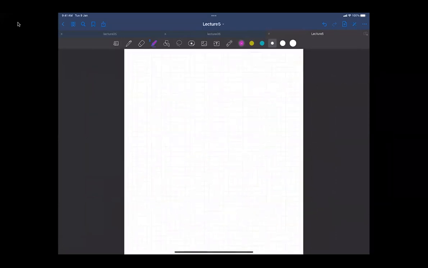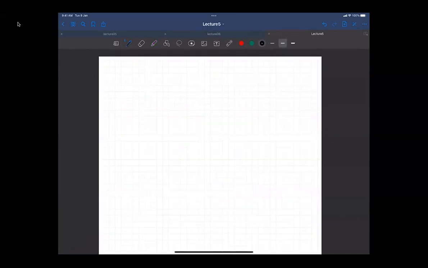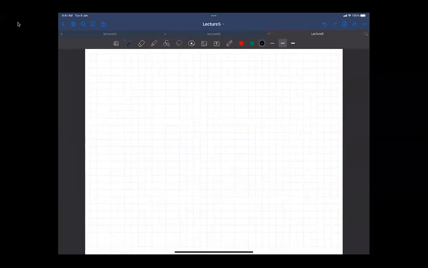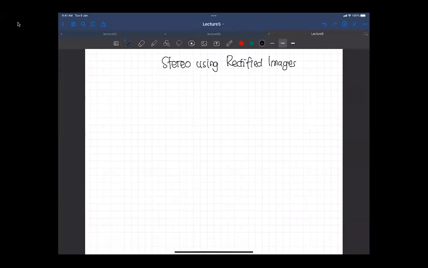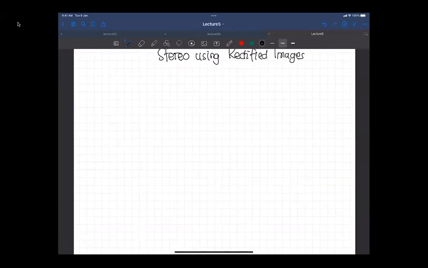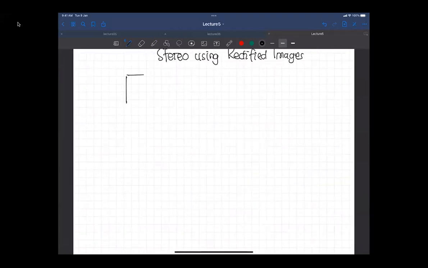Okay, so now let's discuss further on the theory. I will explain later on why the fundamental matrix is very important for the theory. But first of all, I have to explain the concept of stereo using a simple version called rectified images, a stereo system using rectified images. So what are rectified images? Basically, you have two images of the same object.